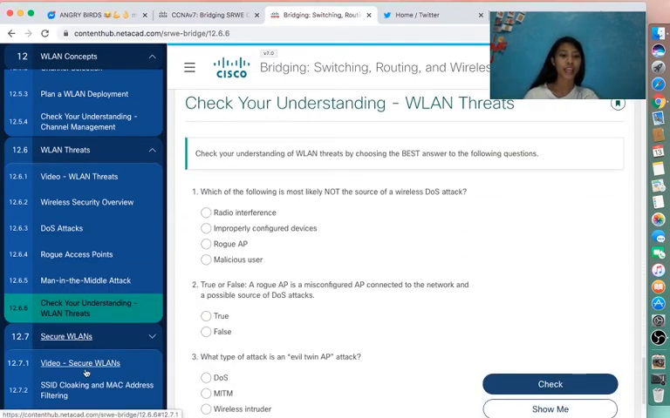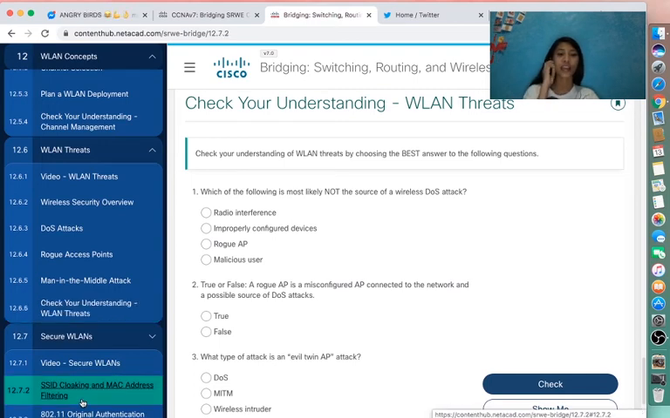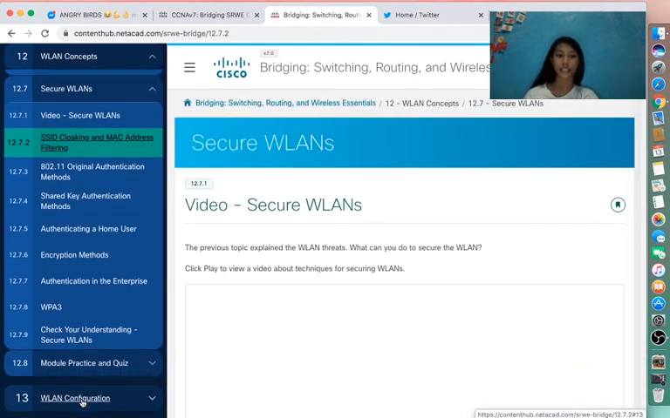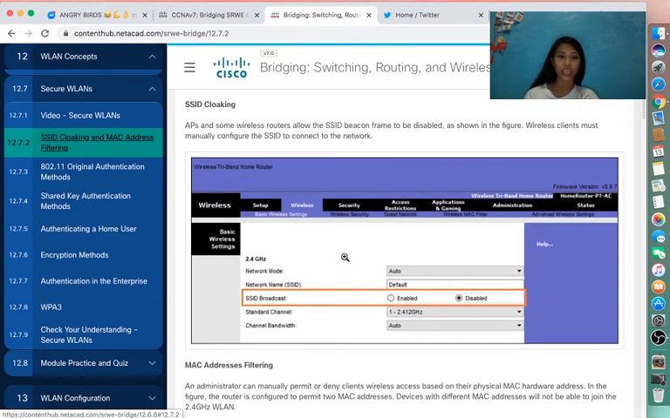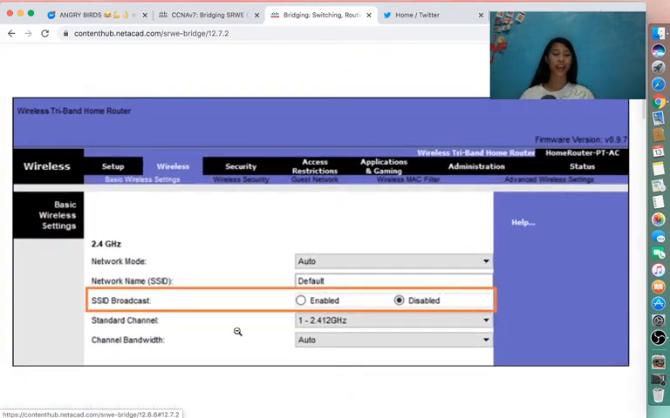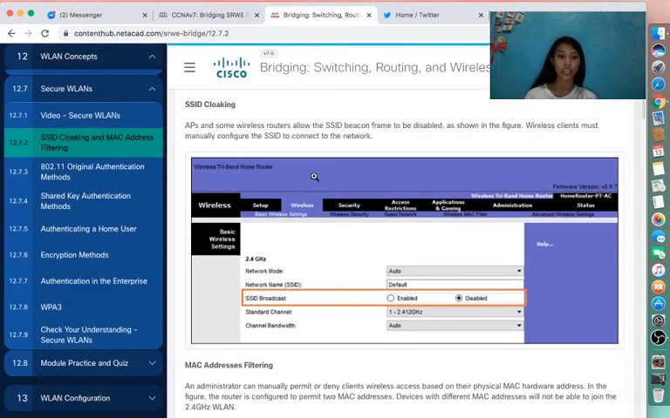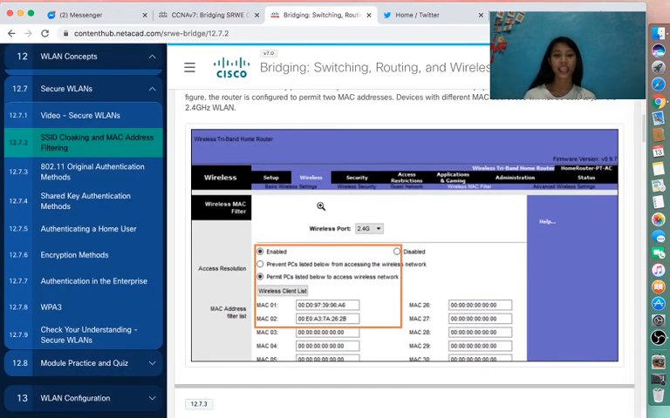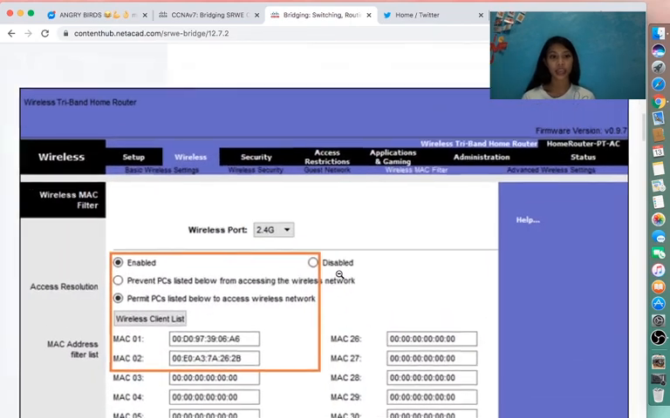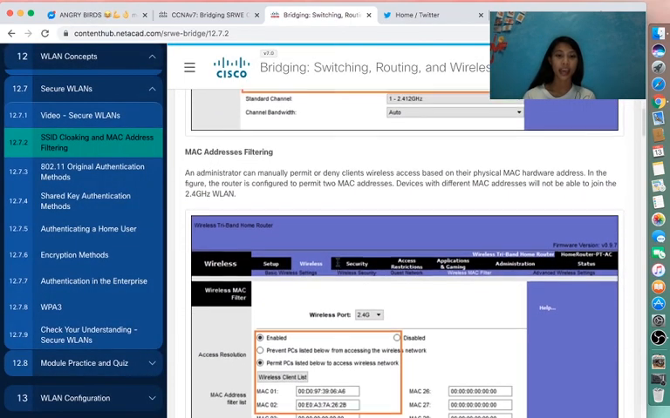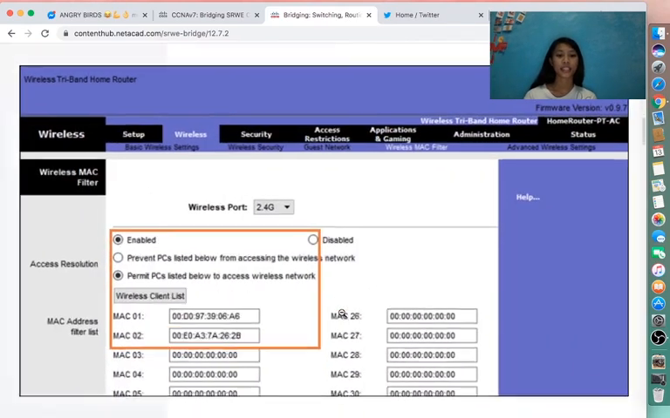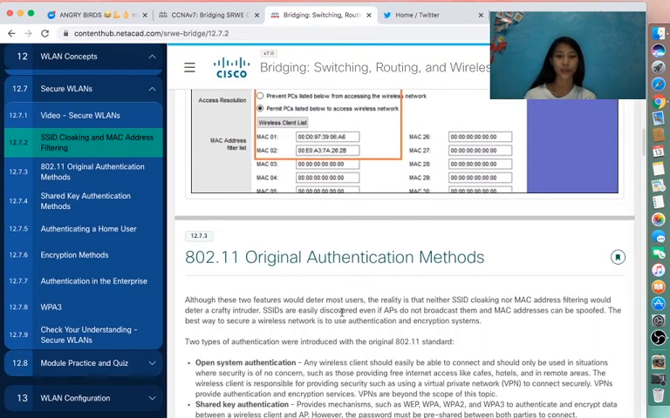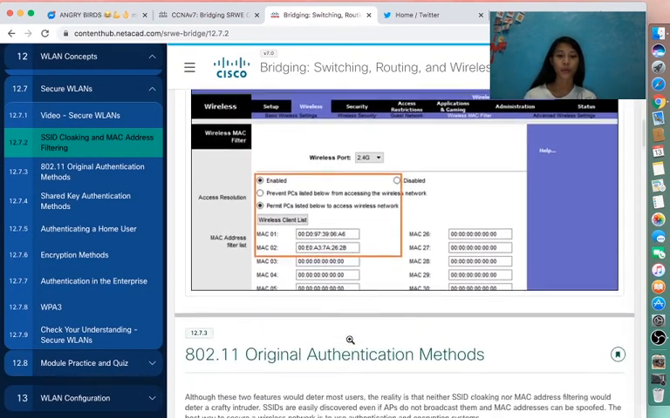Our secure WLANs: we have here SSID cloaking and MAC address filtering. We have our SSID cloaking, this one. We have our SSID broadcast, and our SSID broadcast is disabled. For our MAC address filtering, MAC address filtering is enabled, and it permits the devices listed below to access the wireless network. So we have our MAC 01 and MAC 02.